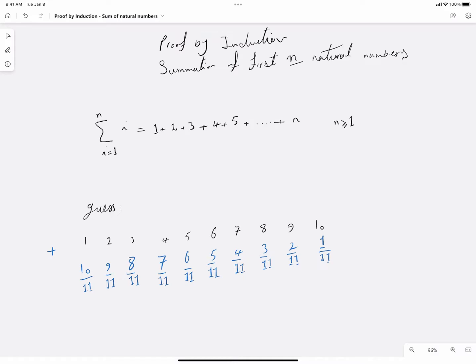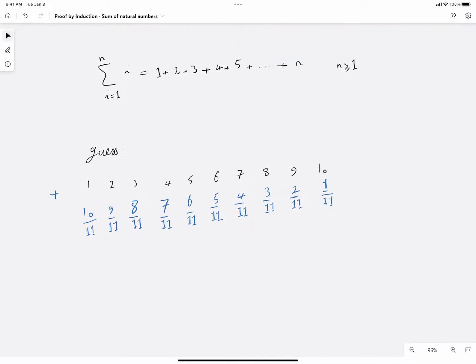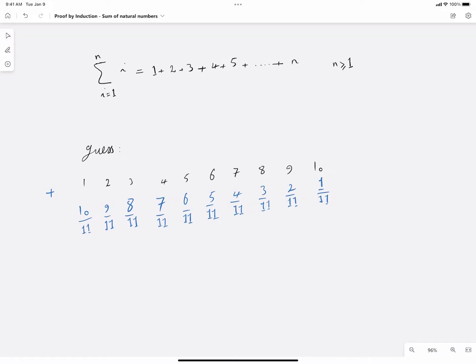Actually, first we find what the summation of the first n natural numbers is going to be, if we can find a relationship between n, which is the number that we're going to add up to, and the result. So here is a guess of how we can find the summation of the first n natural numbers. In the example you see here, I wrote the first 10 natural numbers, from 1 to 10. And I want to find out the summation of these 10 numbers: 1 plus 2 plus 3 up to 10.